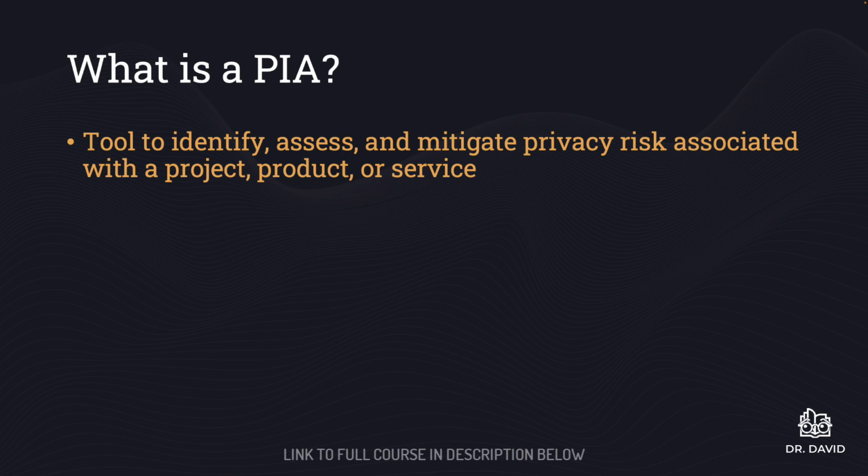So what is a privacy impact assessment? A privacy impact assessment, or a PIA, is a tool to identify, assess, and mitigate privacy risk associated with a project, product, or service. Now, why did I add process to this, a tool and process? I added process because a PIA is not a one and done activity. It is an iterative process between the system owner and/or managers and data owners with the privacy office.